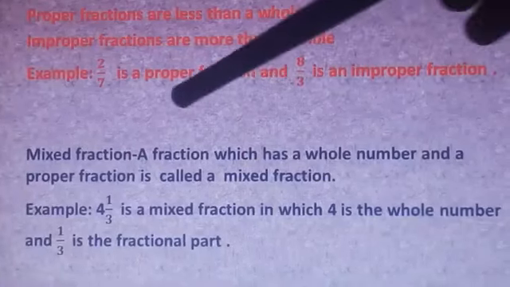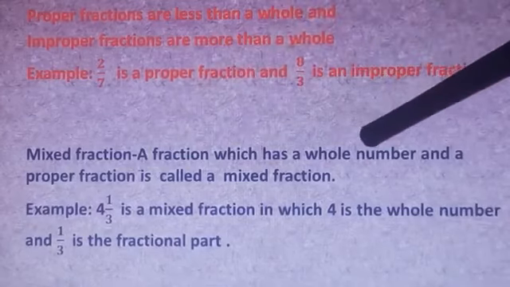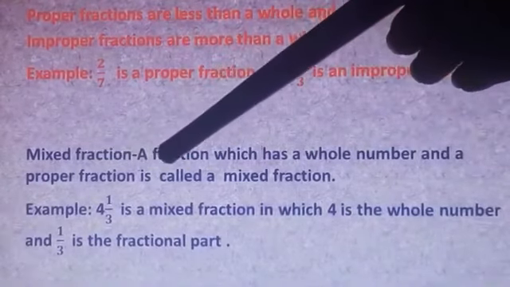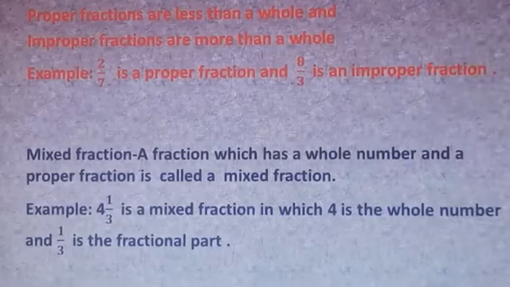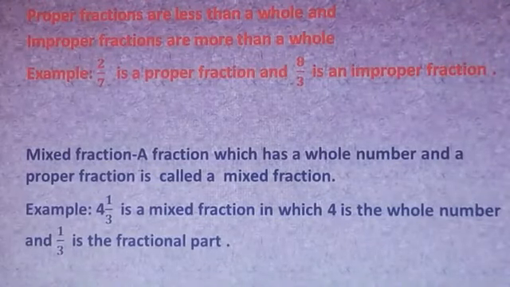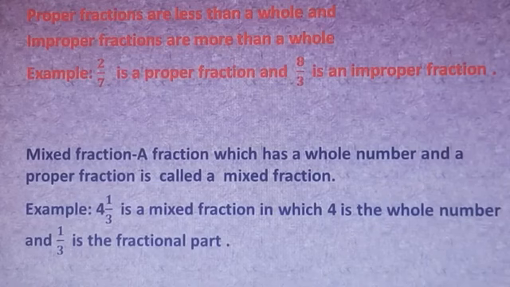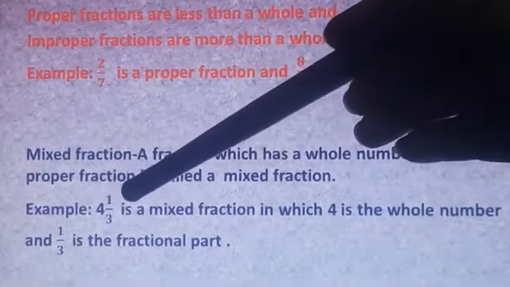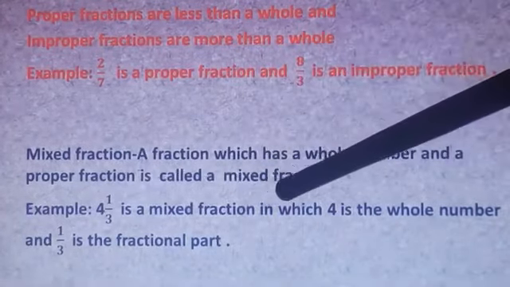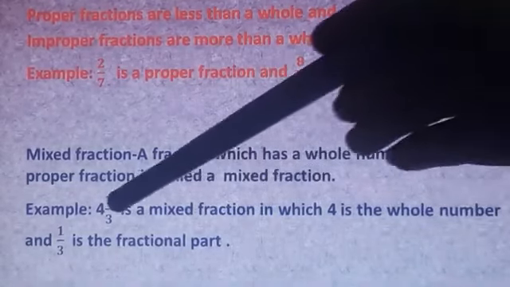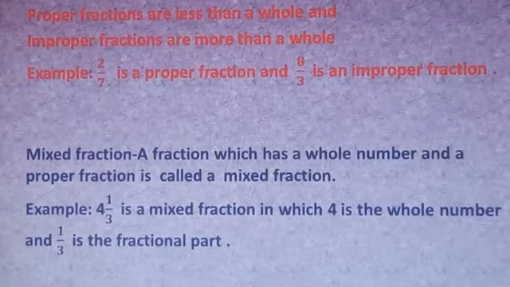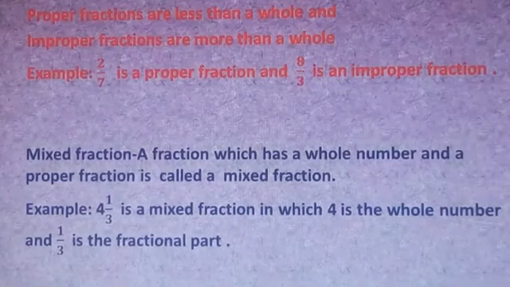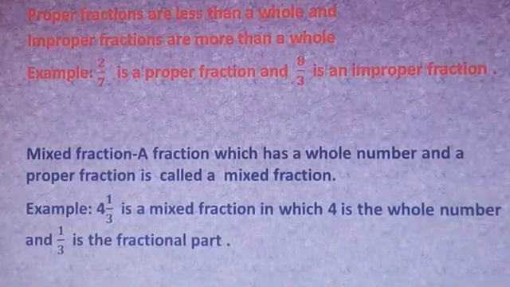Mixed fraction. A fraction which has a whole number and a proper fraction is called a mixed fraction. Or we can say the fraction which is the combination of a whole number part and a fractional part is known as mixed fraction. For example, 4 whole 1 upon 3. It is a mixed fraction in which 4 is the whole number and 1 upon 3 is the fractional part. And 1 upon 3 is here proper fraction. Understood?